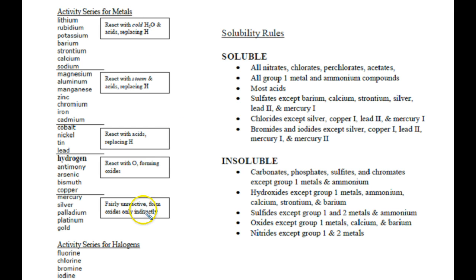Okay, here is the activity series. Notice there's an activity series for metals and an activity series for halogens. As you go down the list, the metals become less reactive. So the most reactive metal is lithium. The least reactive is gold, which is why we use gold for jewelry. And then there's a separate list for halogens, which actually matches the order they are down the column in the periodic table: fluorine, chlorine, bromine, iodine.